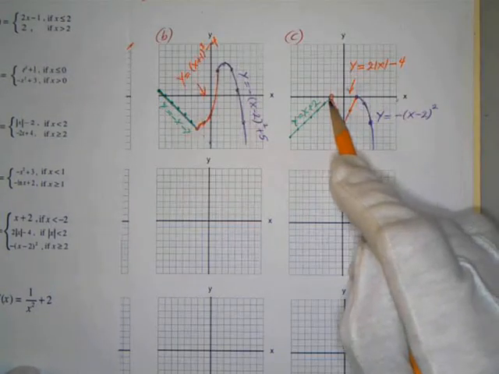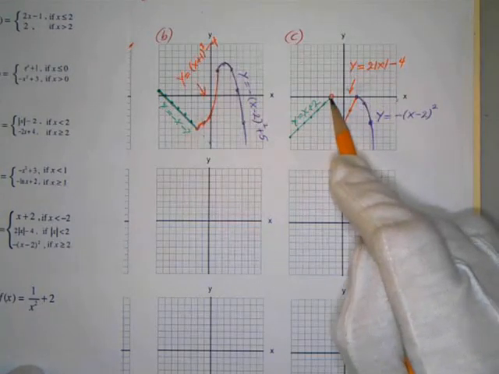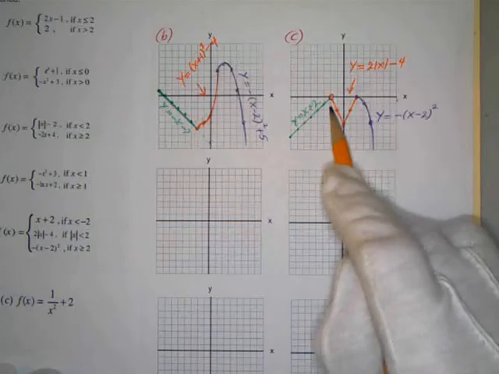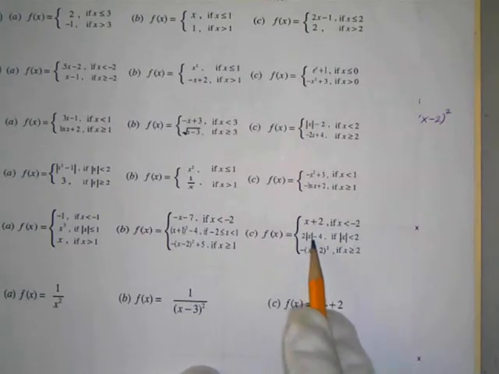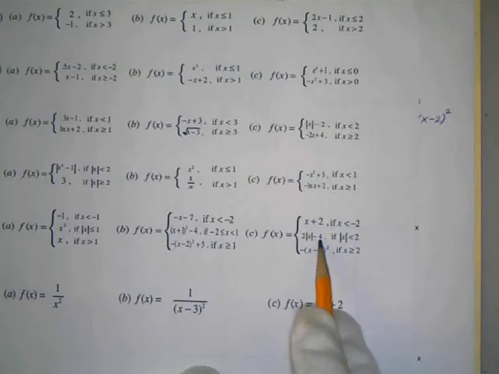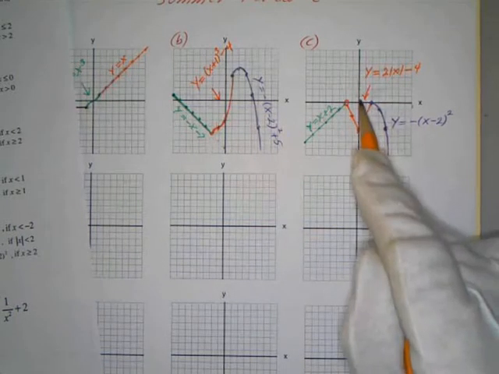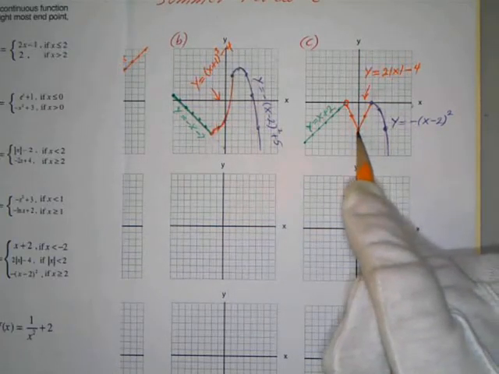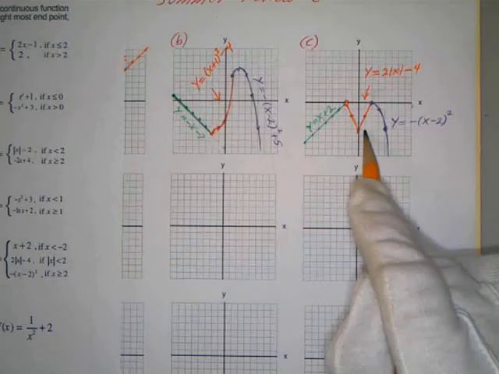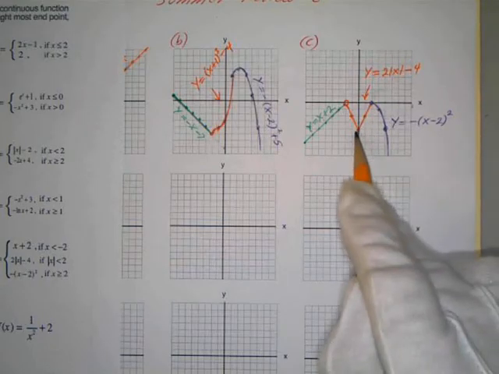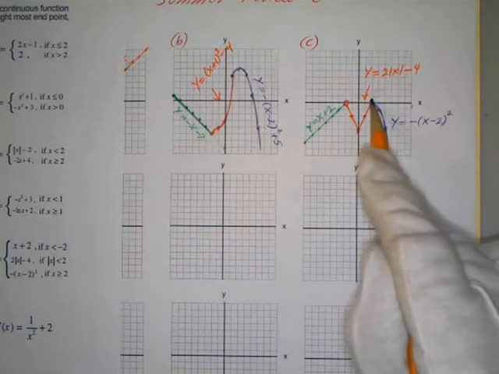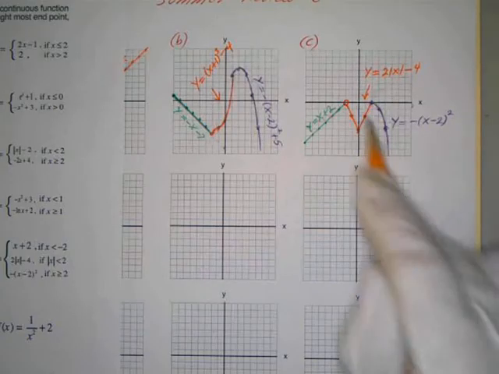Now on this other one, on this absolute value, it's 2 times this, so it's got a shape change, and it's also shifted down 4. So I'll go down 4, 1, 2, 3, 4, and then instead of going over 1 up 1, I go over 1 up 2 because it's got that 2 in front. And then I go over 2 up 4 because it's 2 times the absolute value. Okay, so it looks like this.